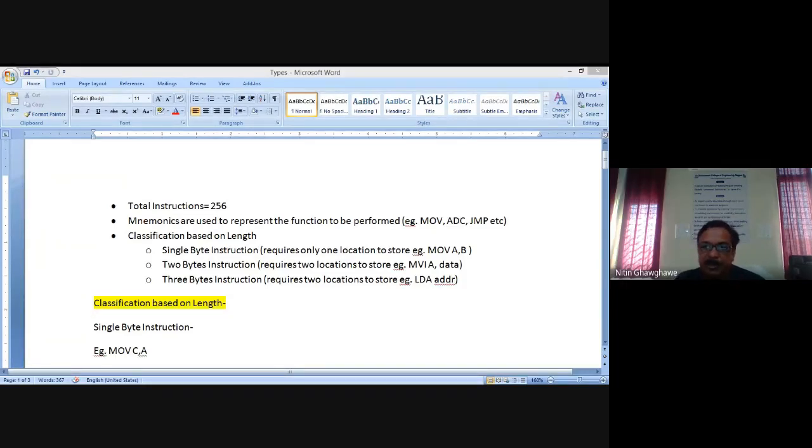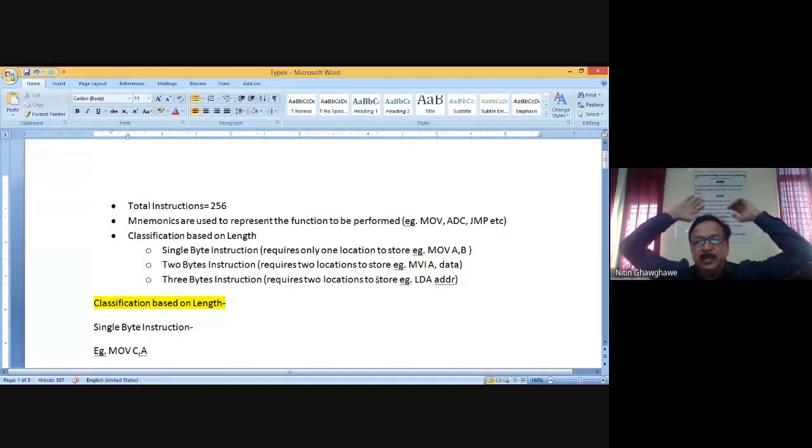256, that is 2 raised to 8. Now, 2 raised to 8 combinations, naturally the total number of instructions will be 256. 256 types of instructions can be designed for the 8085 microprocessor, not more than that. This is the reason, because its data size is 8 bits wide. So this is one important thing to be noted.